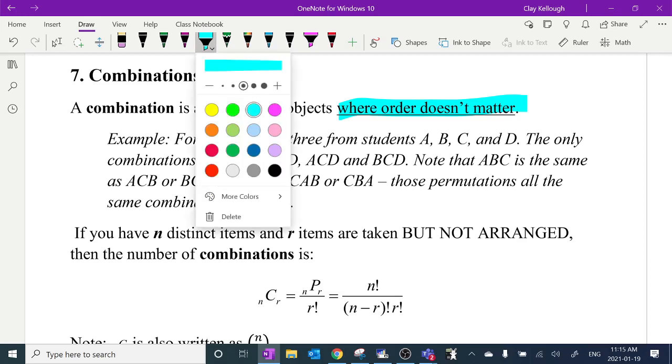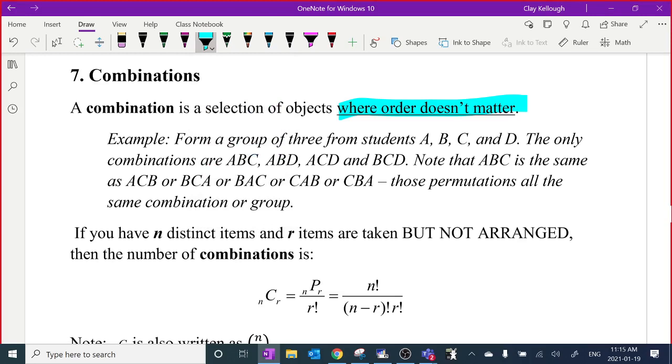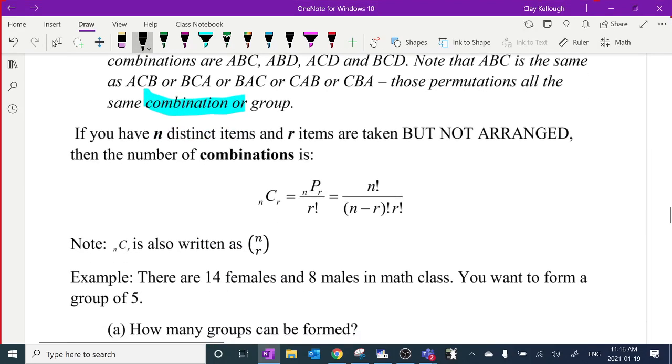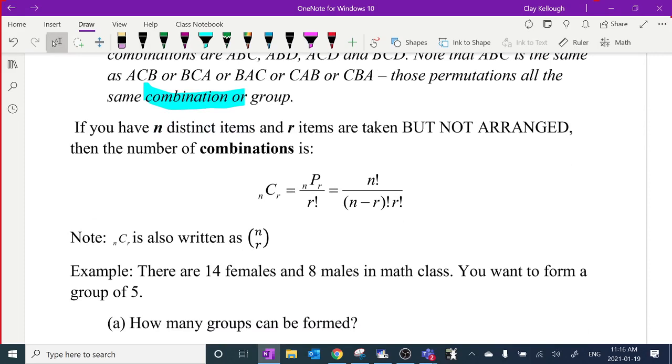Okay, so, example. Form a group of 3 students from A, B, C, and D. Now the combinations are ABC, ABD, ACD, BCD. Notice that ABC is the same as ACB. It's the same 3 people. But anyway, it's the same 3 people over and over again. Those permutations are all the same combination or group. So we need a new formula. The permutation formula just tells you how many arrangements there are. But how many of those arrangements are the same 3 things?